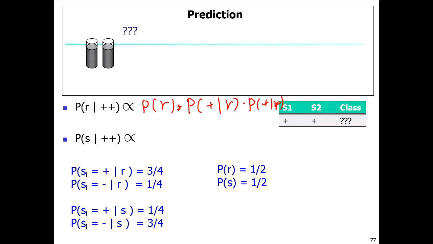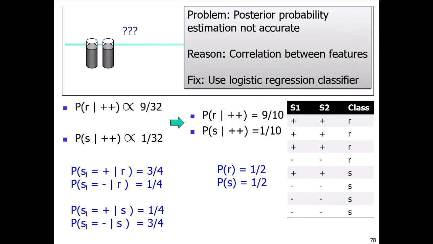And we can do the same calculation for the probability of S given plus plus. So the numbers are 9 over 32 and 1 over 32. So you would make the guess that the probability of R given S1 S2 is 90% and the other one is 10%. So how would this affect your prediction?